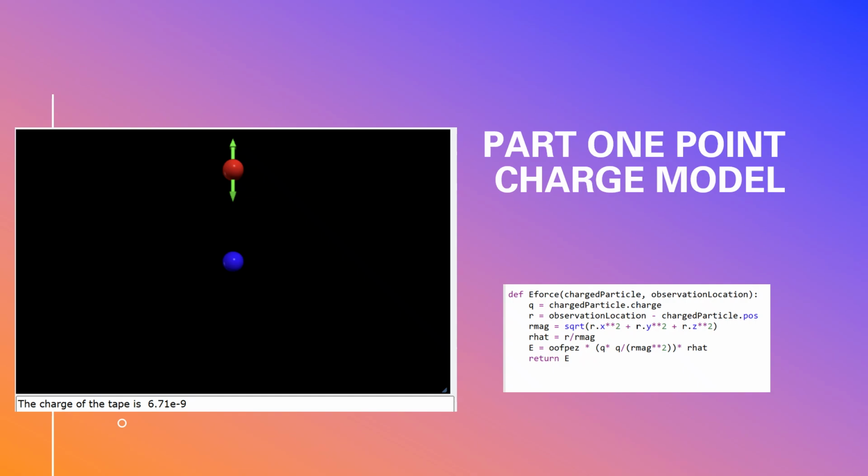So for the first model, it was a point charge model with tape B on top of tape A. So the force going up is the electric force as calculated in the function on the right, and the gravitational force being the force pulling it below. The charge of the tape ended up being calculated as 6.71 times 10 to the negative 9th coulombs.